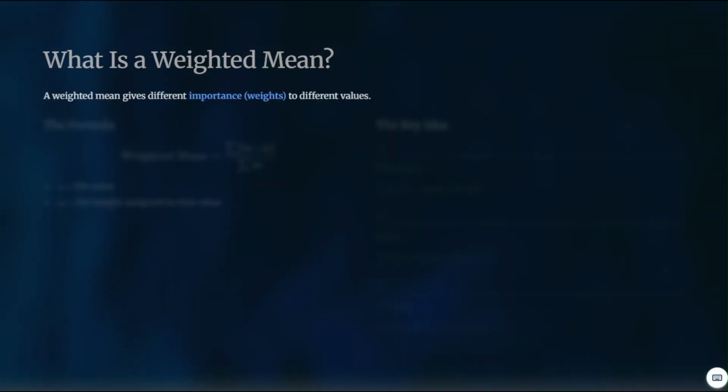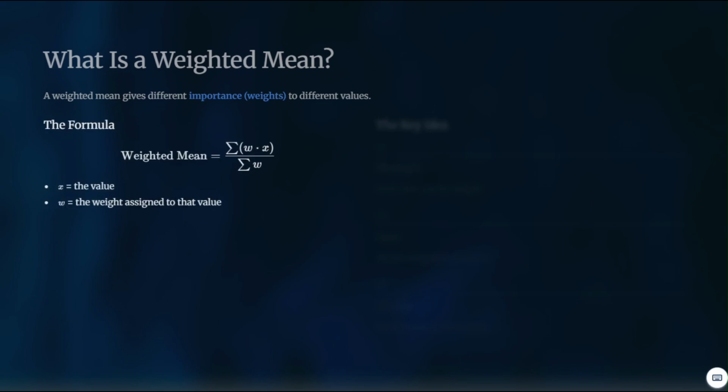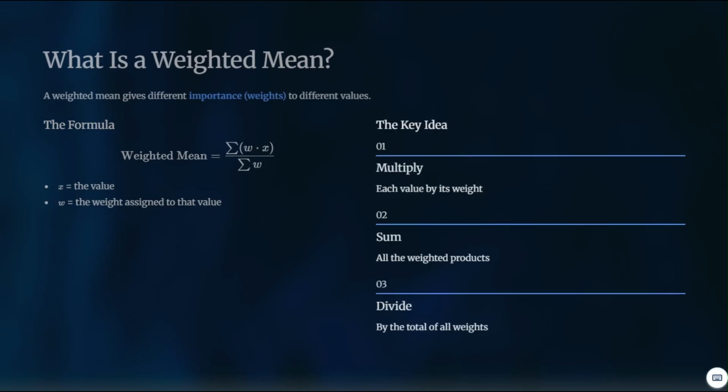A weighted mean gives different importance or weights to different values, so some contribute more to the final average than others. Here's the formula for the weighted mean. It will be the sum of the weight times the x value divided by the sum of the weights. So first you'll need to multiply each value by its weight, then sum all of the weighted products, and finally divide that by the total of all weights.